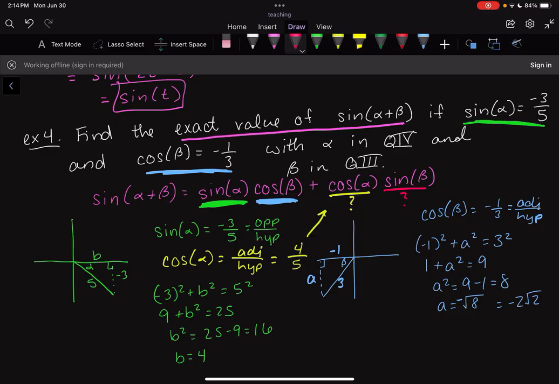So again, remember what we're looking for. We're looking for sine of beta. So sine of beta would be equal to the opposite over the hypotenuse. I just found that my opposite side is negative 2 root 2 over the hypotenuse, which was 3.